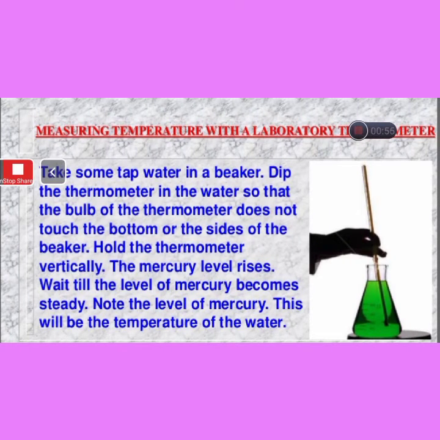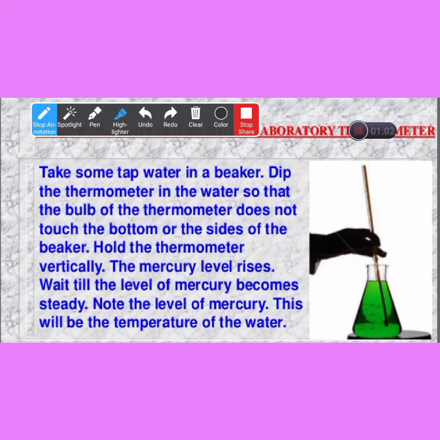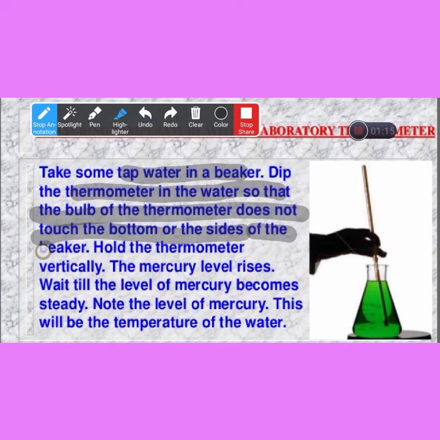Measuring temperature with a laboratory thermometer. Take some tap water in a beaker. Dip the thermometer in the water so that the bulb of the thermometer does not touch the bottom or sides of the beaker. Hold the thermometer vertically and straight. The mercury level rises. Wait till the level of mercury stops, and note the level of mercury with the temperature of water. This will be the temperature.